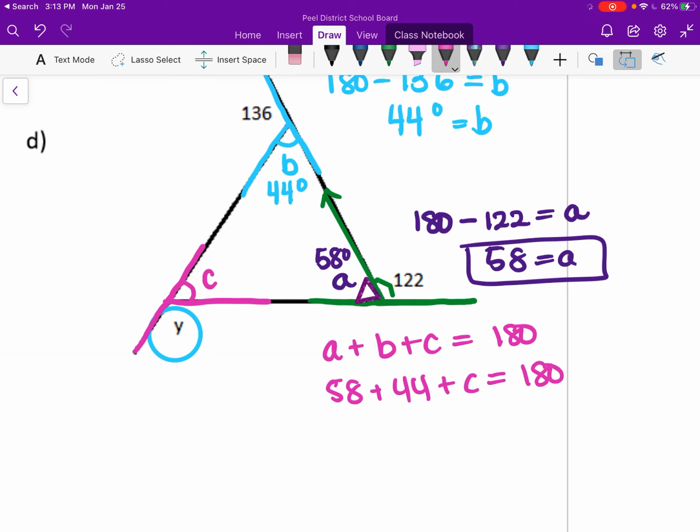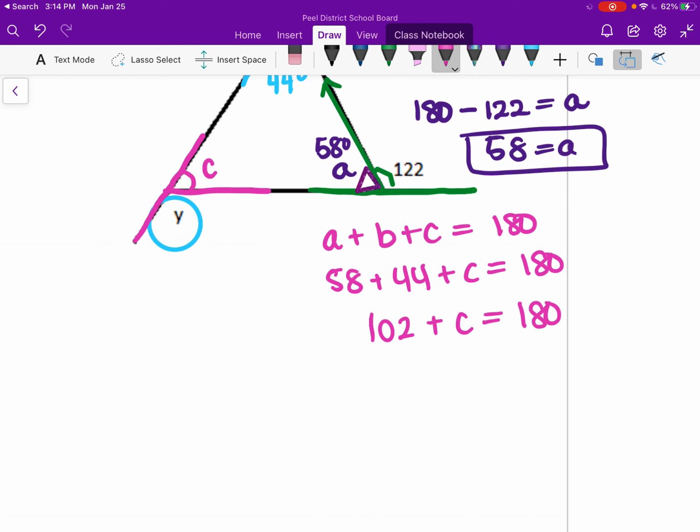58 plus 44 is going to give me 102, plus C is going to give me 180, right? So if I want to get C by itself, I'm just going to subtract 102 from both sides. 102 minus 102 is just going to be 0. So 180 minus 102 is going to give me 78. So I know that this inside angle here is going to be 78 degrees.